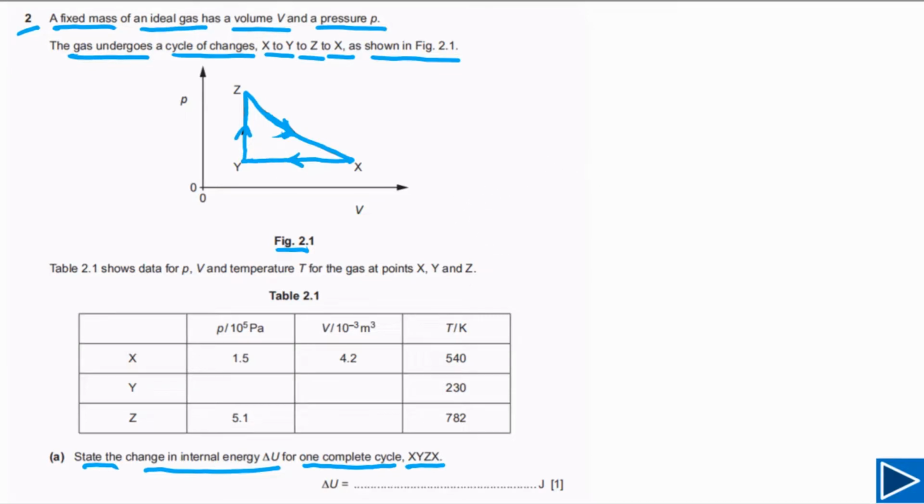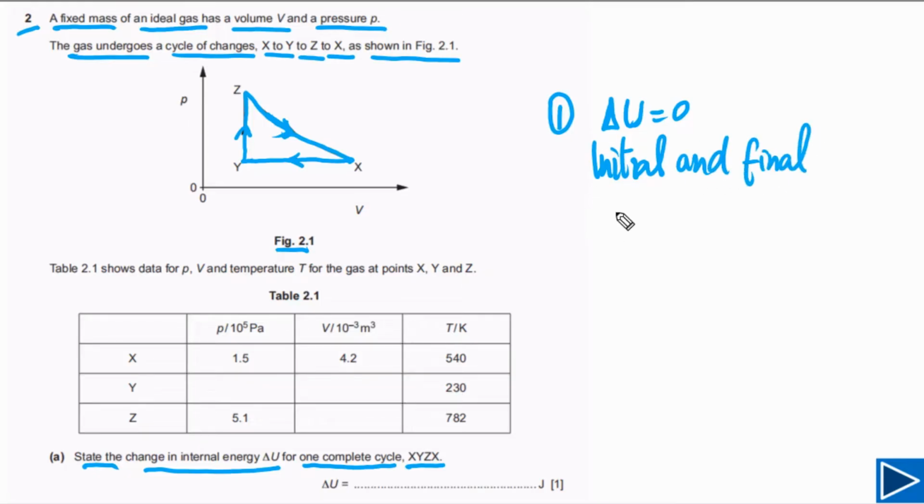Let's try to understand some key concepts about internal energy before we answer this question. So the first key concept you need to understand is delta U is equal to 0 if the initial and final states are the same. Initial and final states are the same for any ideal gas. In that case, delta U is equal to 0.